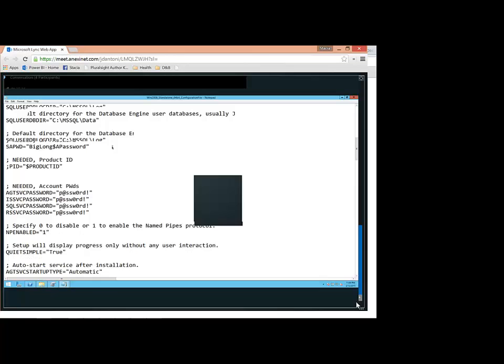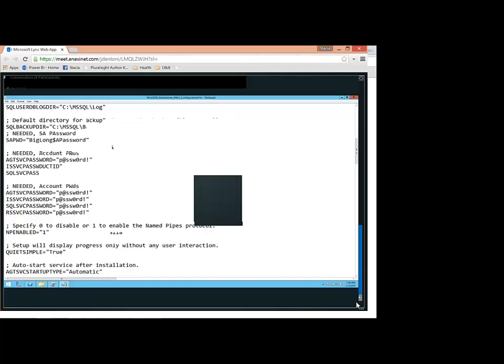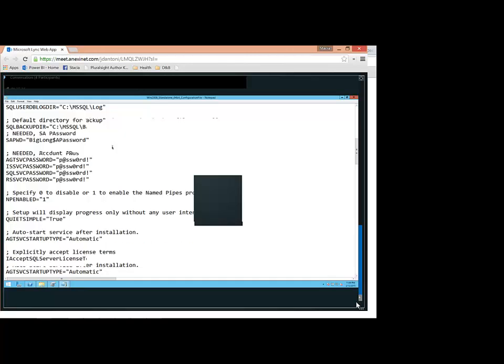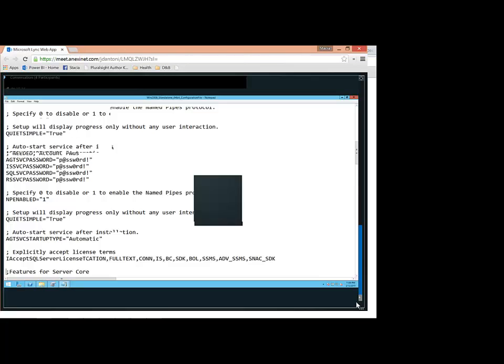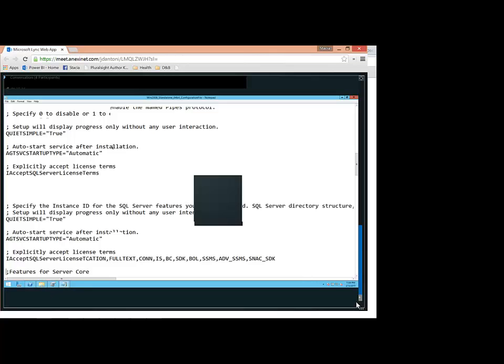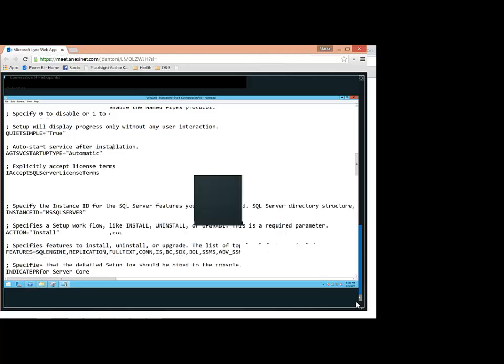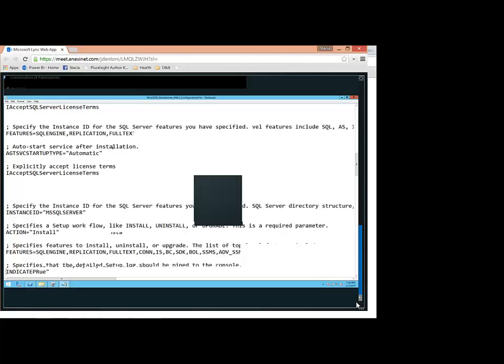Configuring our agent startup types. Microsoft Legal makes us accept the SQL Server licensing terms. And then here's where we're just specifying all the features that we're installing. So I install the engine and integration services, the SSMS. These are just standard features, and you can generate one of these INI files from a SQL Server install.